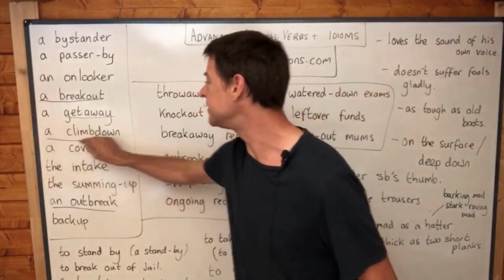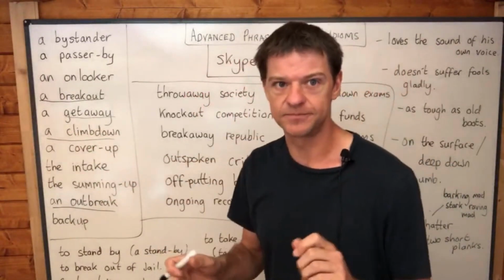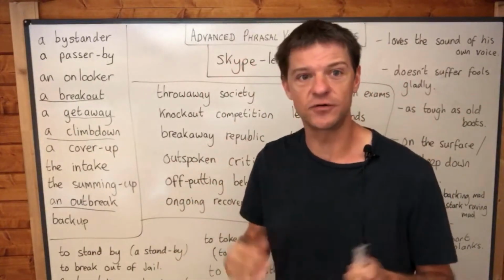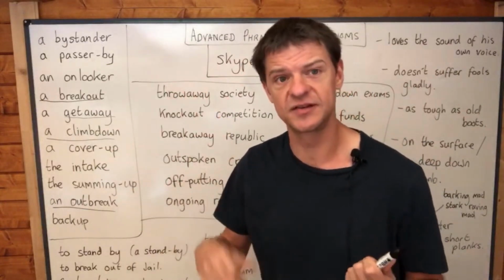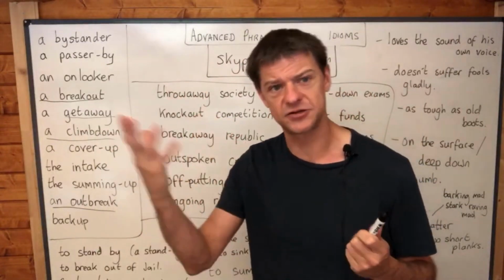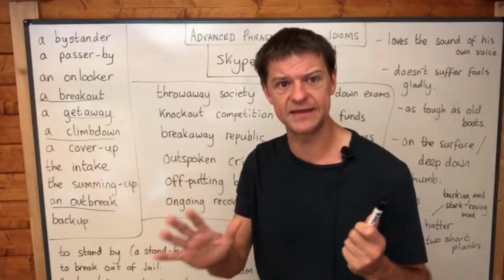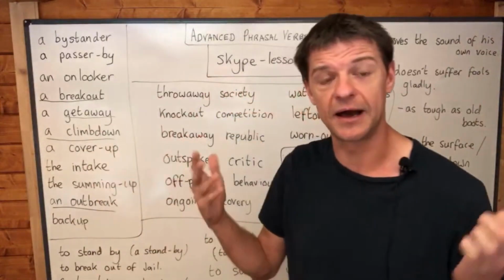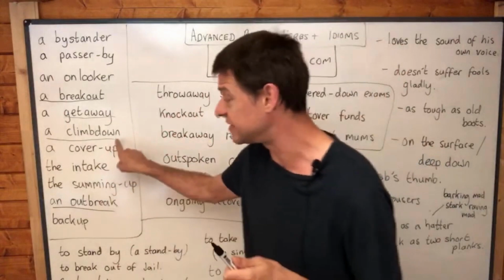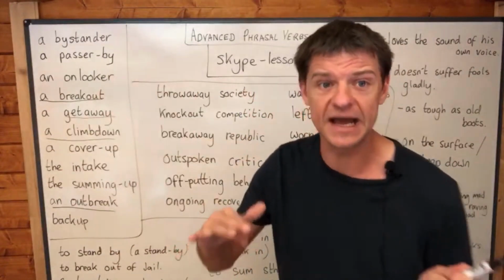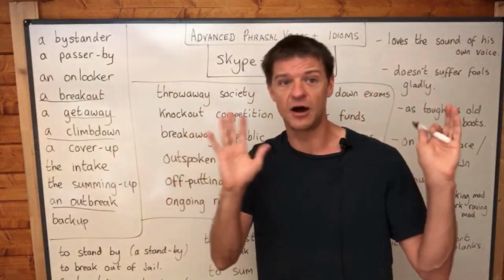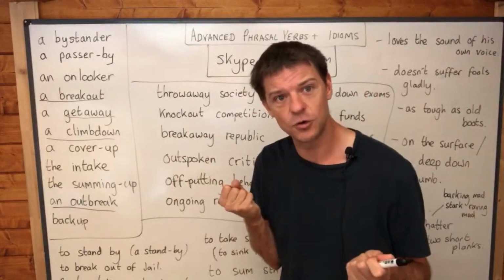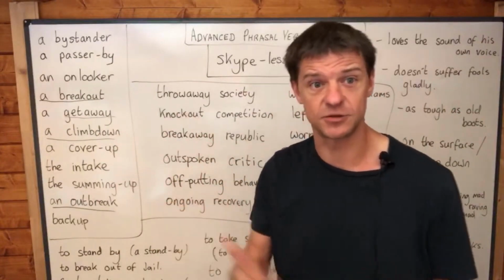But a climb down is a reversal of your position. Perhaps you are working for the government, and firstly you're in favour of increasing taxes, but there's such a backlash from the public. Perhaps the public really hate this idea about raising taxes, and so you have to climb down from your position. So this one is a verb as well. And when you climb down from your position, you say, okay, I was wrong. You admit, you take back what you said. You admit, you retract your words, and you admit that your previous position was wrong.